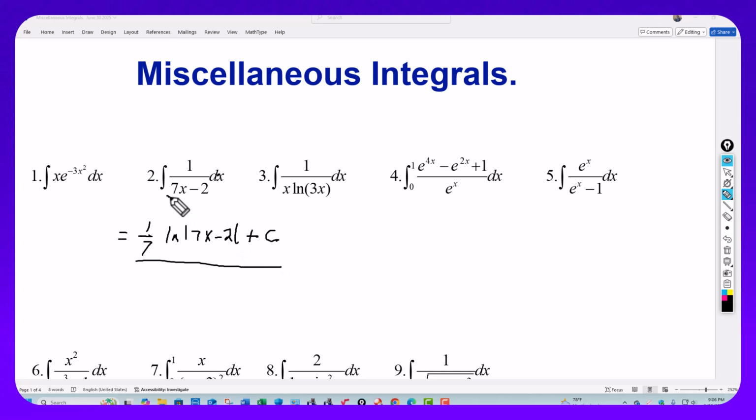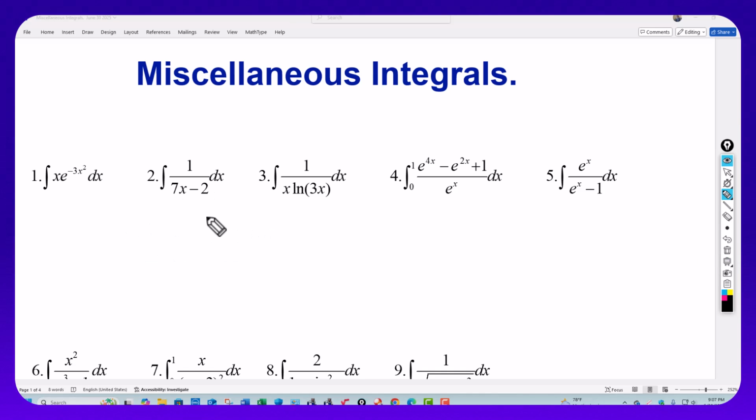There are some shortcuts that you can use anytime you have a constant on top and the denominator is linear, or first degree. This could be 7x minus something or plus something, or 5x. As long as it's not a square, all it is is the natural log of the absolute value of the denominator multiplied by 1 over whatever this coefficient is. In this case, it's 1/7. But it's a basic u substitution. So again, 1/7 natural log of 7x minus 2 plus the constant of integration.